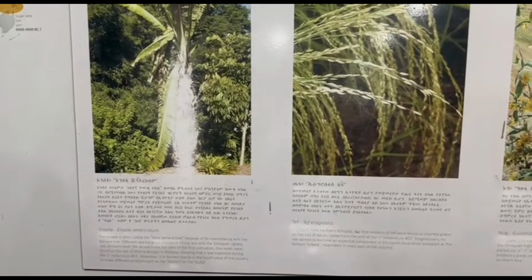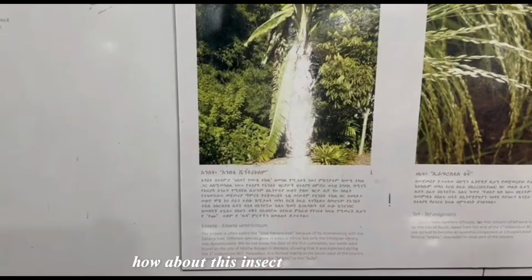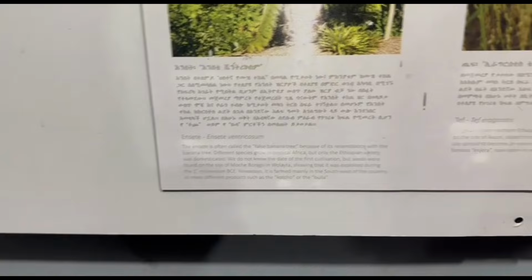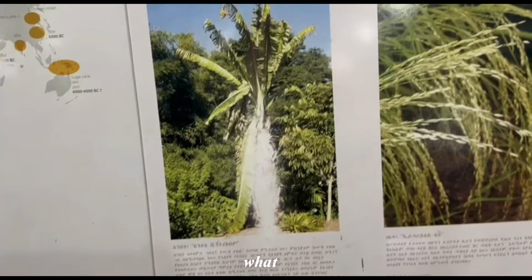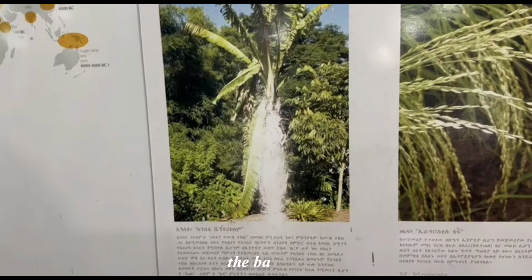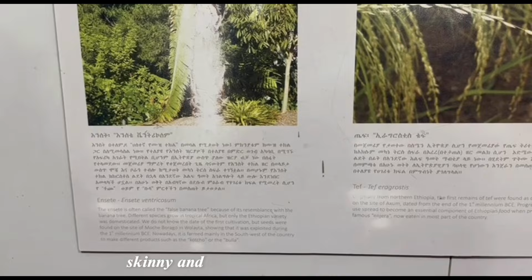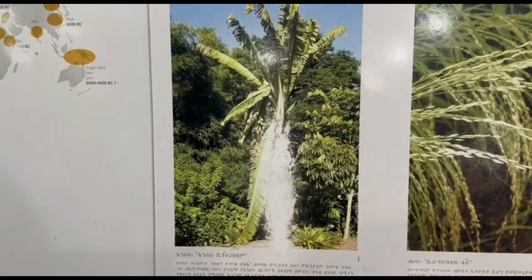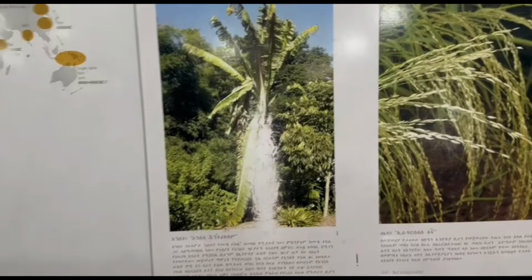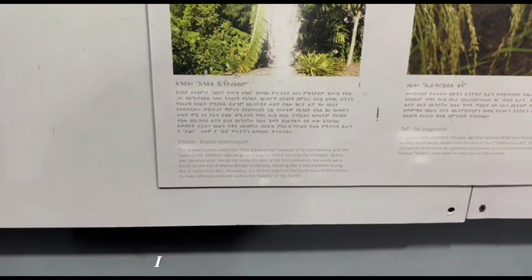How about this? Insects! Are you serious? Or banana, it's for foreigners. They are very different. Whenever you see a banana, it's skinny and long. But the enset is very big, has a big skin, and it's watery. You can make amazing food from enset, Kocho. I love Bula, by the way.